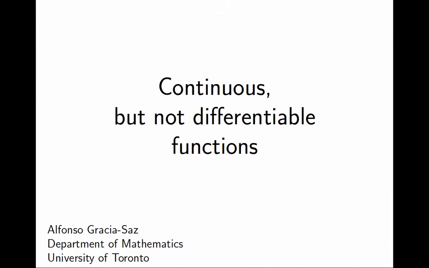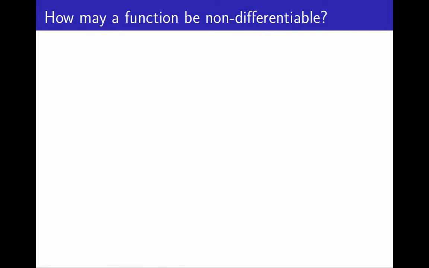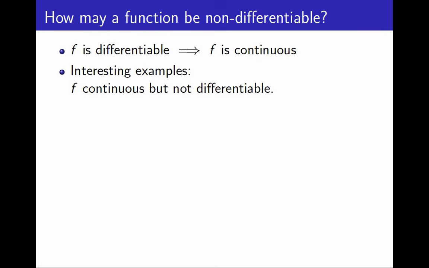In this video, I will present some examples of functions that are continuous but not differentiable. How may a function fail to be differentiable? We know that if a function is differentiable, then it must be continuous. I proved this in an earlier video, which I will link in the description, so any non-continuous function will also be non-differentiable. However, it is more interesting to look for examples of functions that are continuous but are not differentiable.